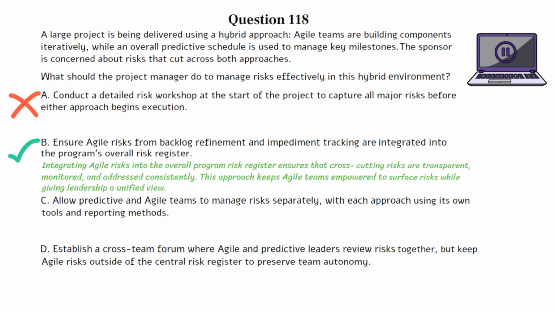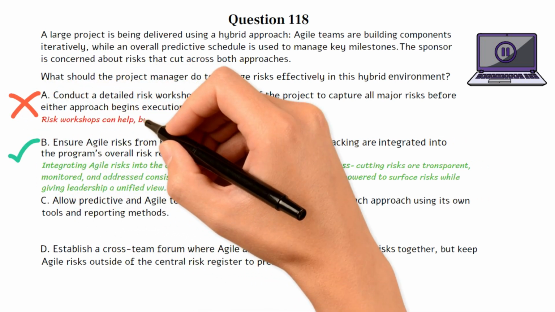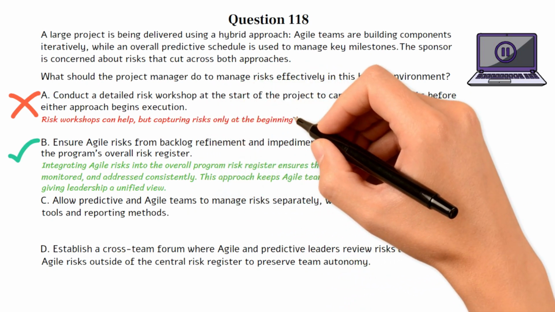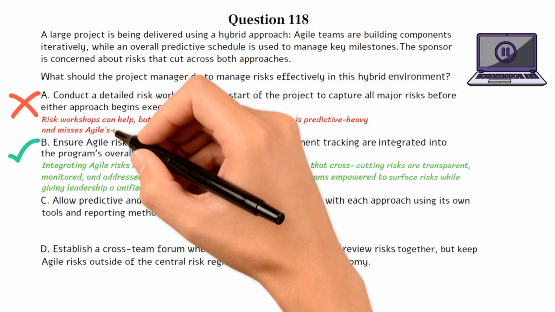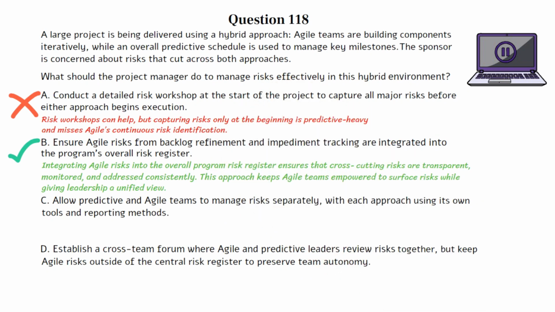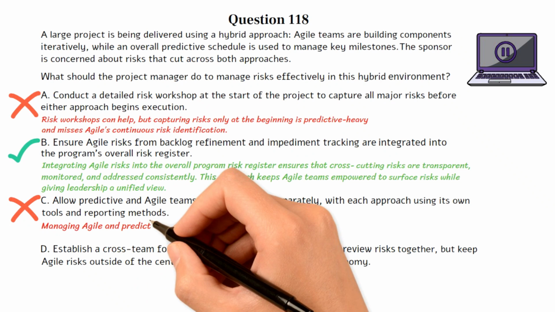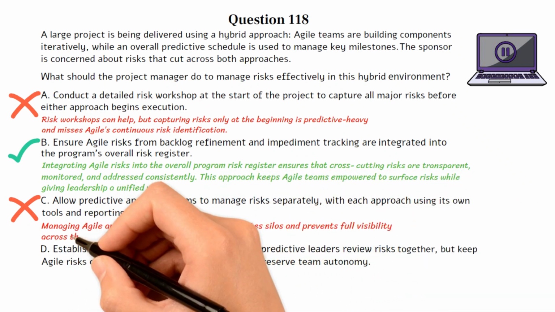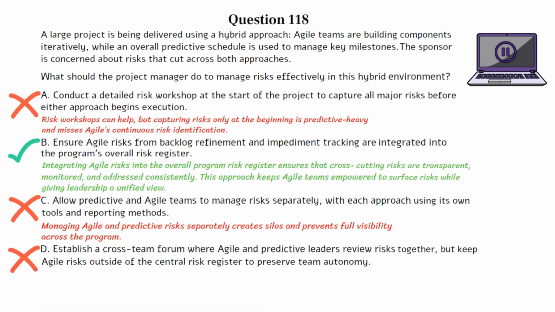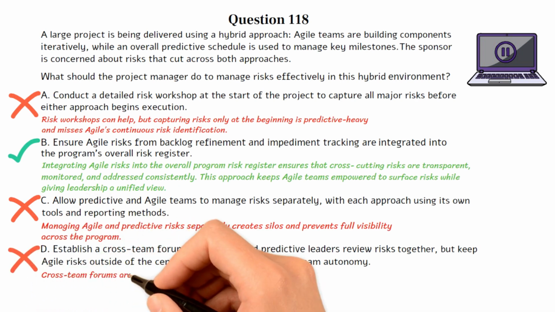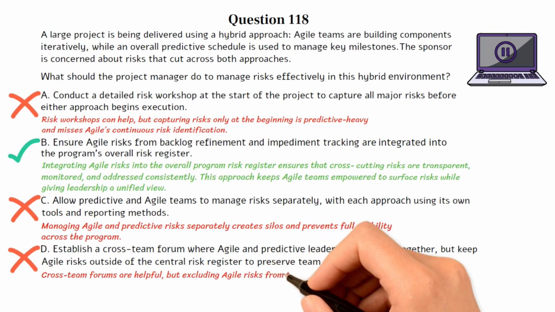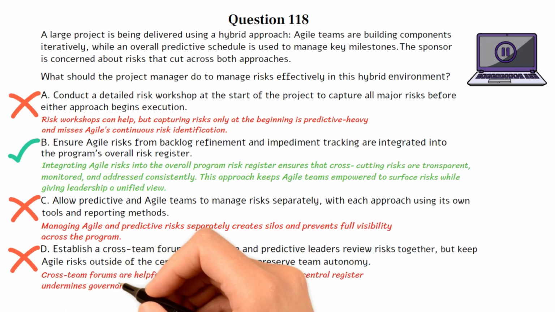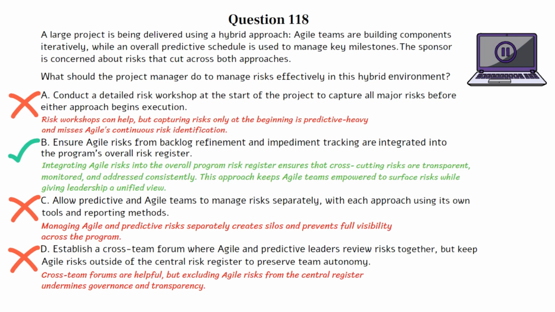Choice A is incorrect. Risk workshops can help, but capturing risks only at the beginning is predictive heavy and misses Agile's continuous risk identification. Choice C is incorrect. Managing agile and predictive risks separately creates silos and prevents full visibility across the program. Choice D is incorrect. Cross-team forums are helpful, but excluding agile risks from the central register undermines governance and transparency. Let's move on to the next question if you're ready.